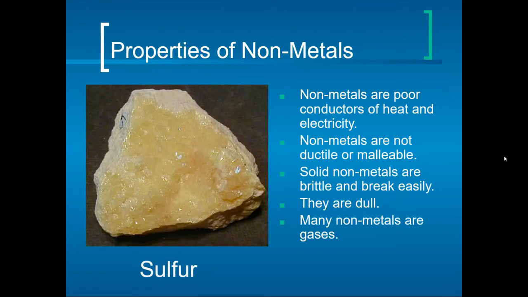All right, so properties of nonmetals. Nonmetals are poor conductors of heat and electricity. Nonmetals are not ductile or malleable. Our solid nonmetals are brittle and easy to break. They are typically dull, and many nonmetals are gases.